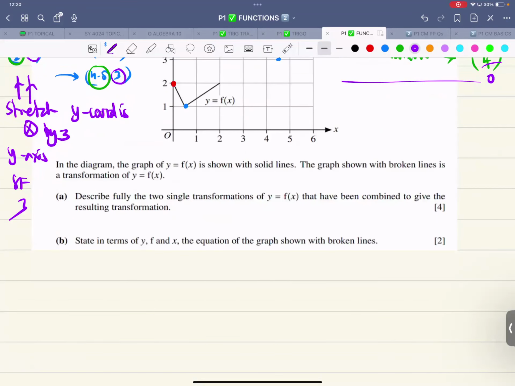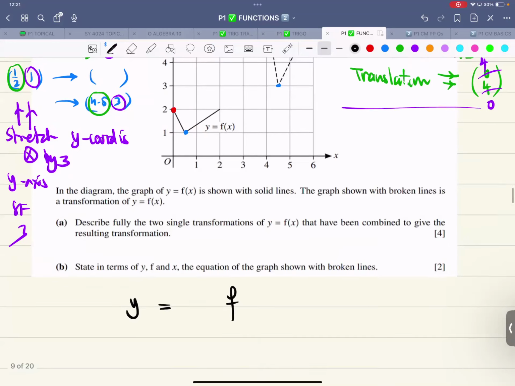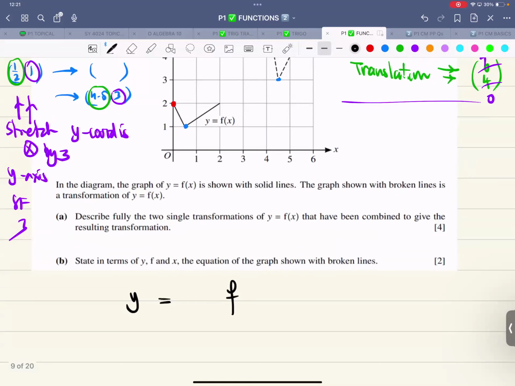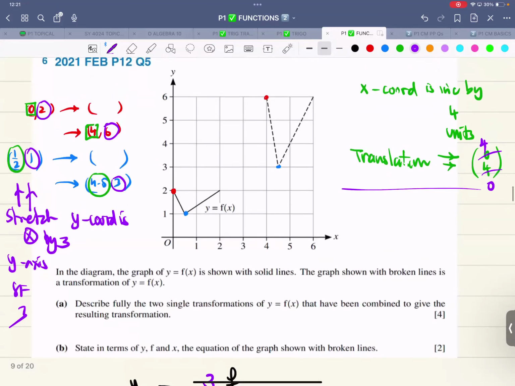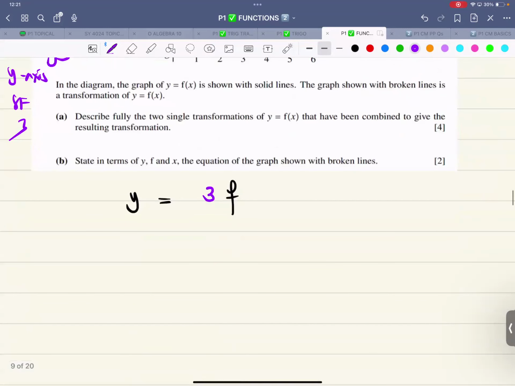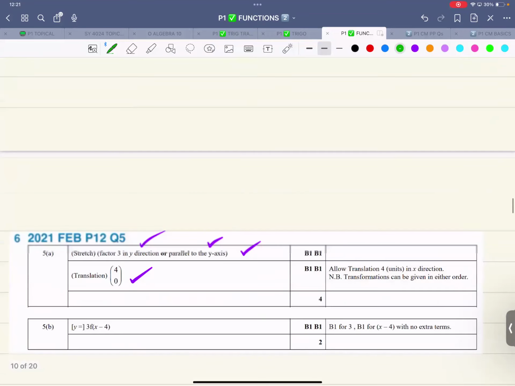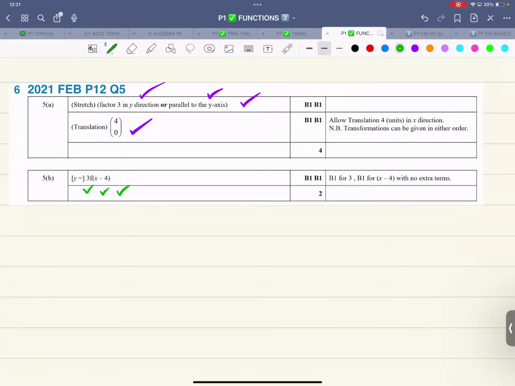Now it says state in terms of y and x. Y is equal to something, x something. So now, first of all, this is scale factor 3 times y-axis on the outside, and then it is moving 4 units to the right. So therefore, in this bracket, we will write x minus 4. So this is 3 times f of x minus 4, that is the answer, and transformation can be given in either order.